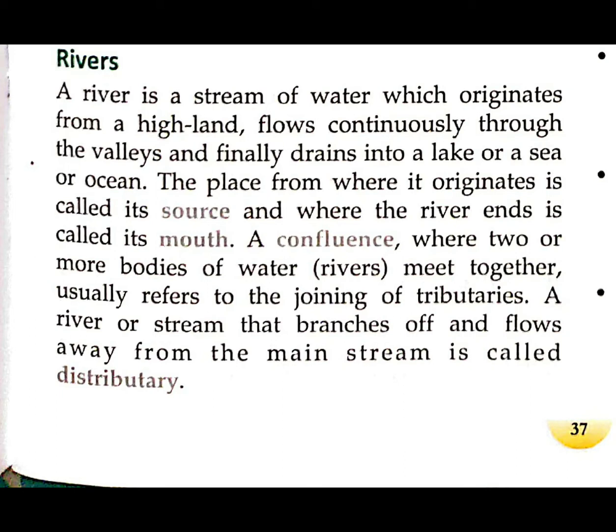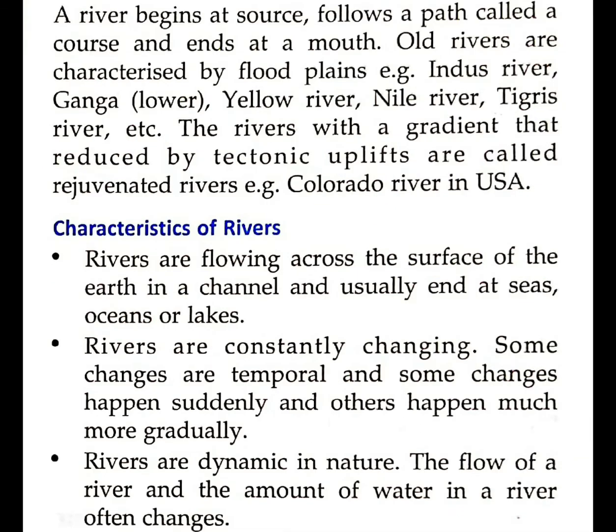The confluence is where two or more bodies of water, rivers, meet together, usually referring to the joining of a tributary. That is called a tributary. A river or stream that branches off and flows away from the mainstream is called a distributary. A river begins at its source, flows along a path called its course, and ends at its mouth.